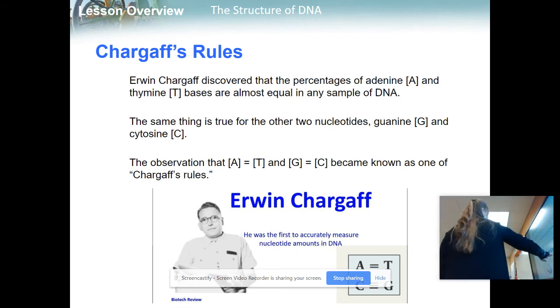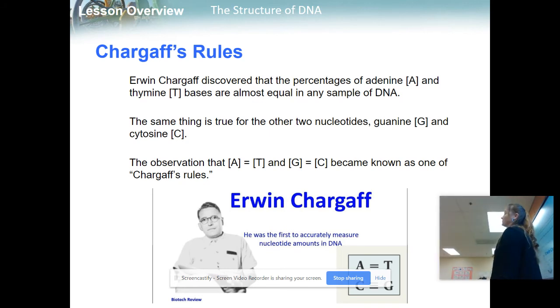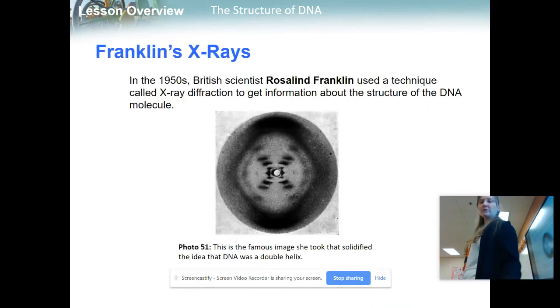He was just the first to accurately measure nucleotide amounts, and it kind of led to a bunch of questions, and then a bunch of scientists decided to start studying those, because the structure of DNA was one of the greatest discoveries of our time. Along comes this unsung hero. Her name's Rosalind Franklin. So Rosalind Franklin was known to be a little, I don't know how to say this in a nice way.